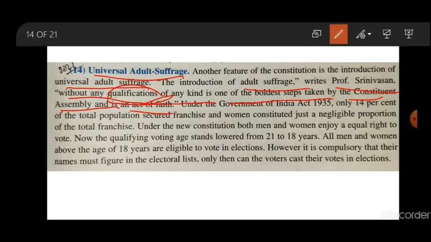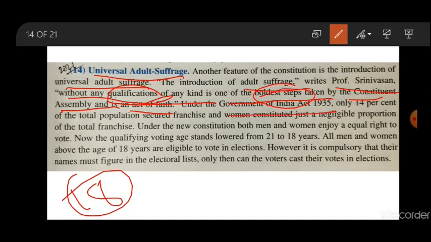That means one does not have to have any required or minimum qualification in order to cast their vote. It is fully dependent upon the faith in the citizens of the country. The only qualification that is necessary is 18 years of age. One does not need any educational qualification in order to cast their vote. So this is the boldest step taken by the Constituent Assembly.